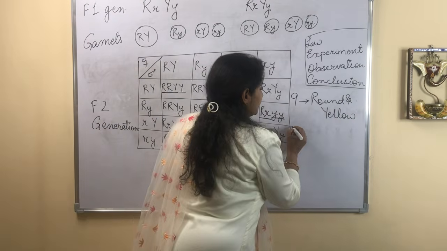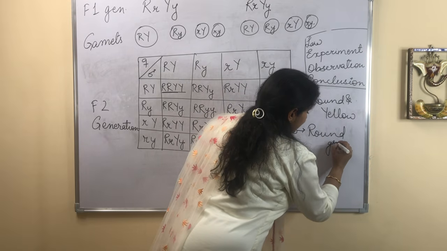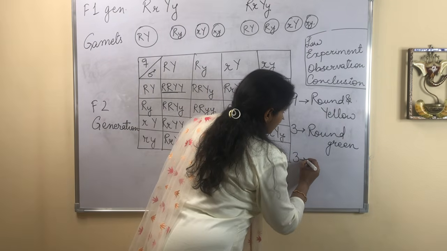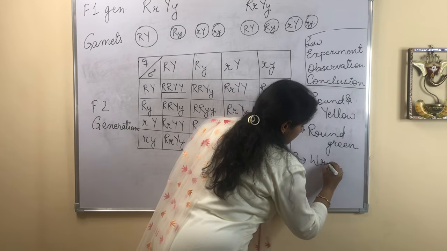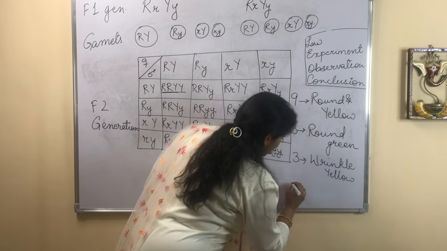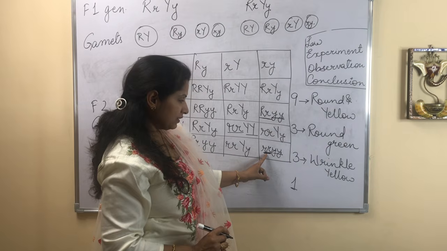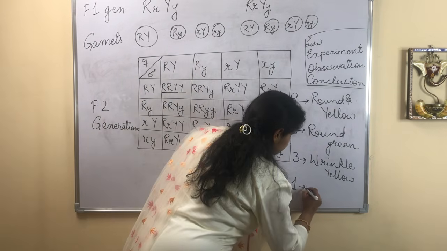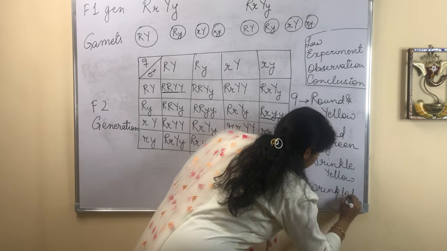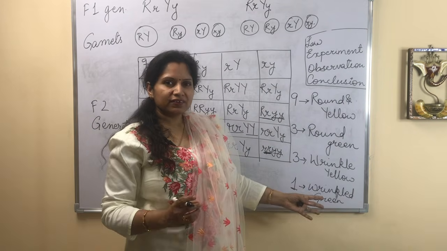and yellow, 3 plants were round and green, the seeds were round and green in color, 3 plants were wrinkled yellow, and only one plant was having wrinkled seeds that were green in color. So those were the findings of Mendel.